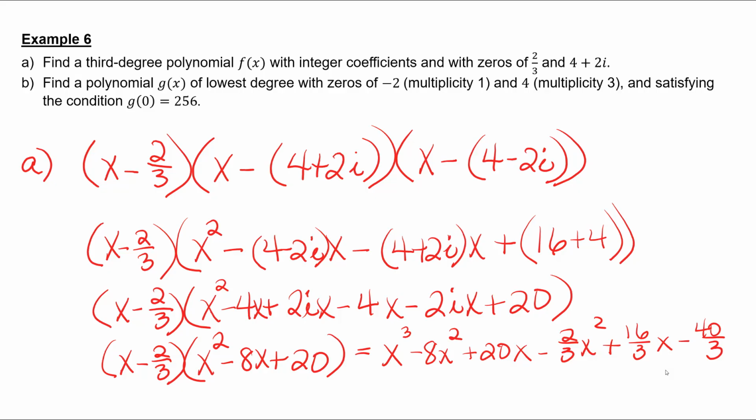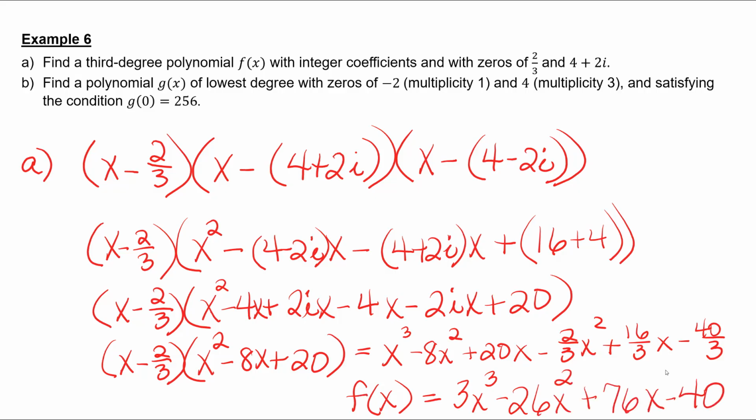but it's not our function that we want, because the function we want has to have integer coefficients. So to make it the function we want, we can multiply the whole thing by 3 because that won't change the zeros of 2/3, 4 plus 2i and 4 minus 2i. So we're going to multiply the whole thing by 3. And now we have our f of x that we wanted, and it looks like that.